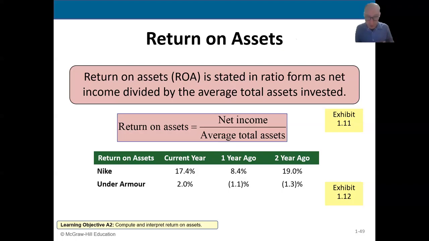Return on assets is net income found on the income statement divided by average total assets. The average total assets is found by taking the beginning balance of total assets plus the ending balance of total assets divided by 2. That helps you to find the average total assets.